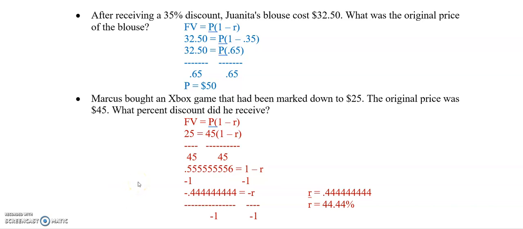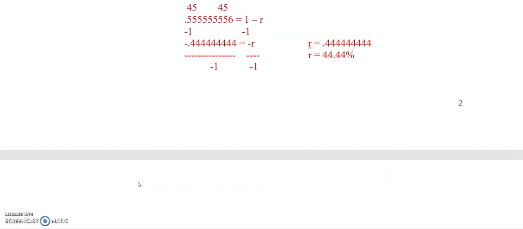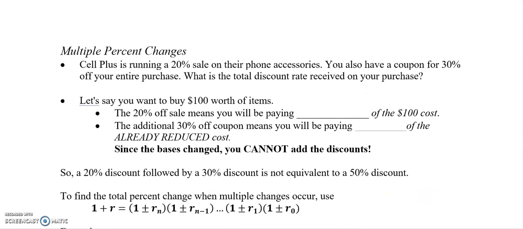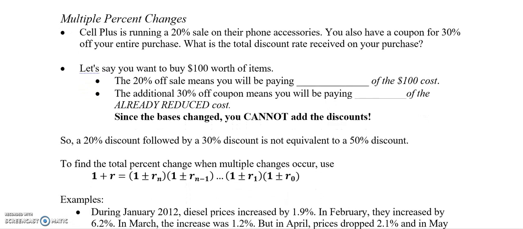In the interest of time, we're going to go ahead and move on into multiple percent changes. And multiple percent changes are exactly as it sounds. This occurs when you have more than one change in percentage. So instead of the discount being just 30%, it's a 30% discount followed by an additional 10% discount. And so a lot of people are tempted to go ahead and add those together and say, oh, well, that's a 40% discount. But we can't do that, and let's talk about why.